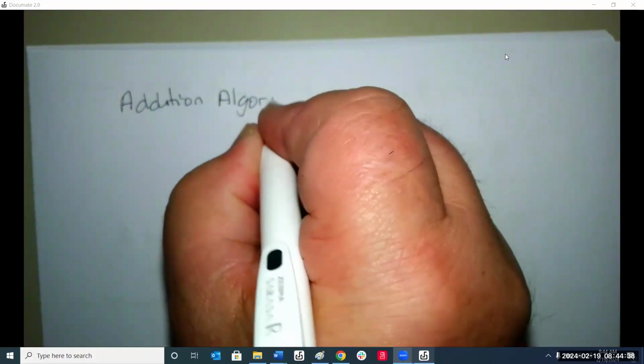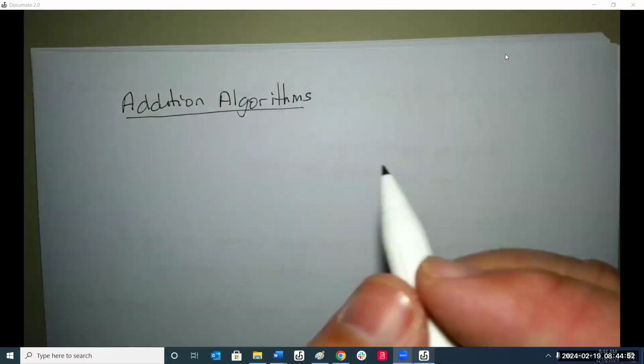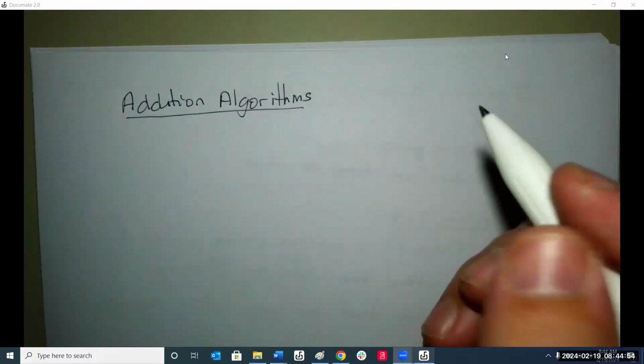So those are important because those will help the students understand and keep track of what's going on with their numbers. Now, next we're going to talk about the addition algorithms. Algorithms are simply rules, procedures, instructions. We'll look at different types, different ways of approaching these.